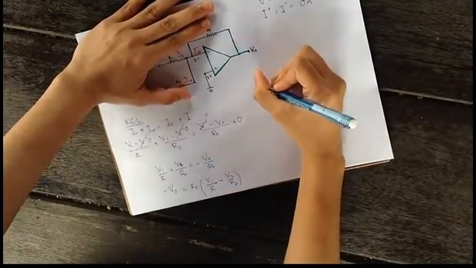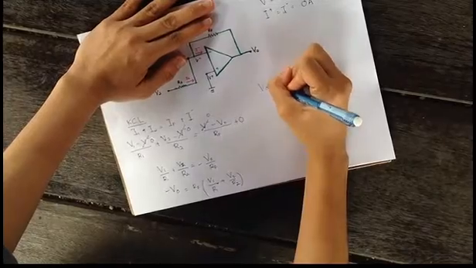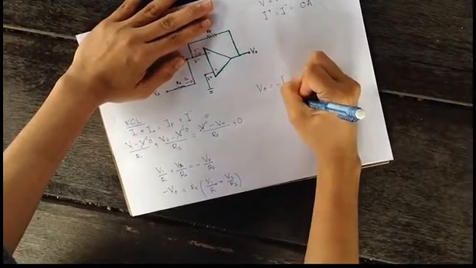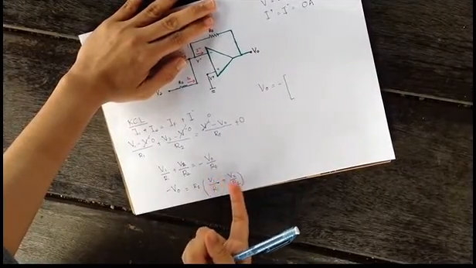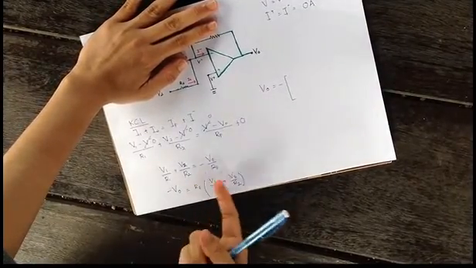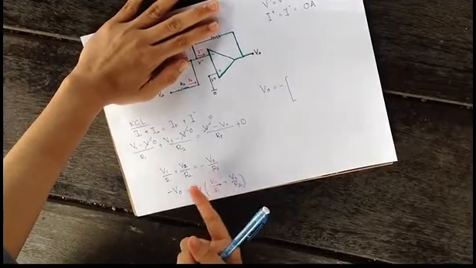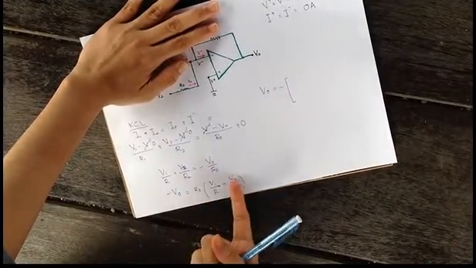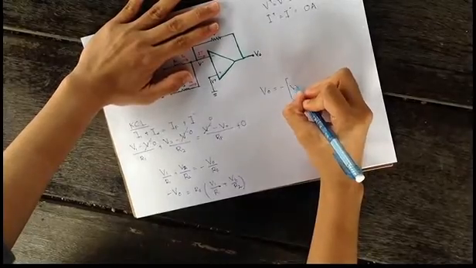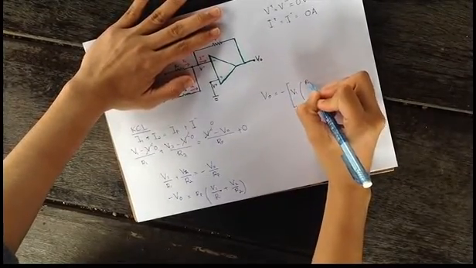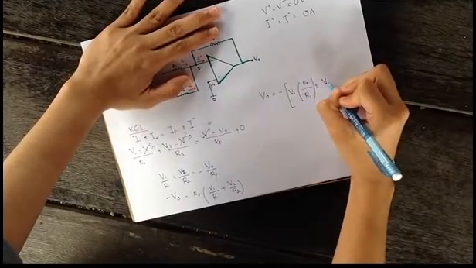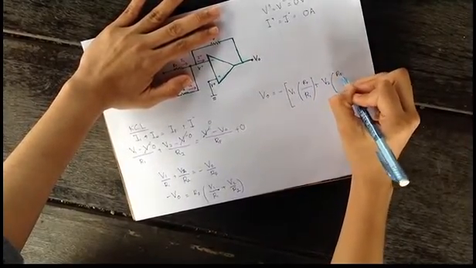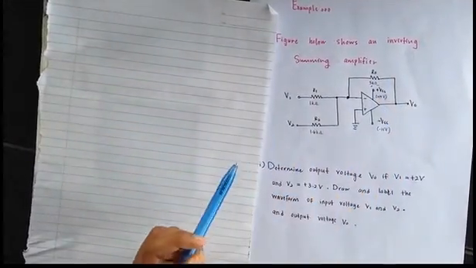So now we can have VO equivalent to minus RF. We take out the V1 and V2 in front and put the RF inside, so that will become V1 RF over R1 plus V2 RF over R2. Okay, this is the example of the inverting summing amplifier.